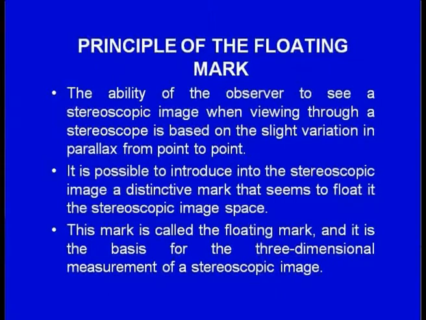The ability of the observer to see a stereoscopic image when viewing through a stereoscope is based on the slight variation in the parallax from point to point. It is possible to introduce into the stereoscopic image a distinctive mark that seems to float in the stereoscopic image space. This mark is called the floating mark, and it is the basis for the 3-dimensional measurement of a stereoscopic image.